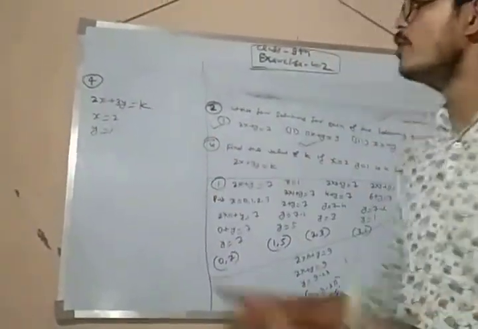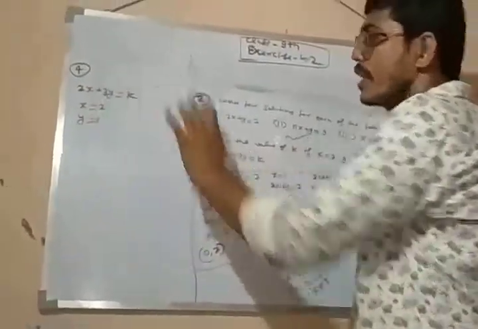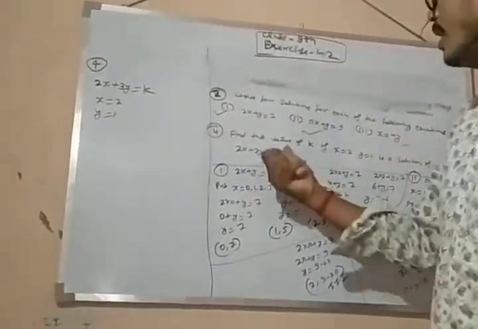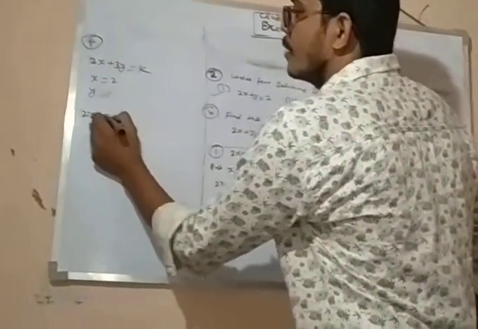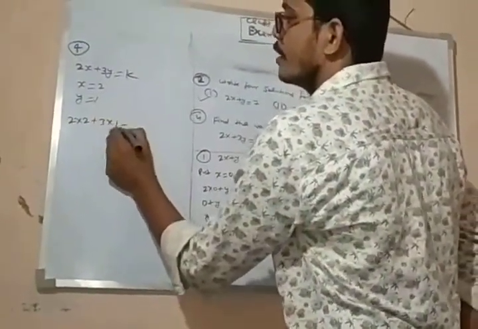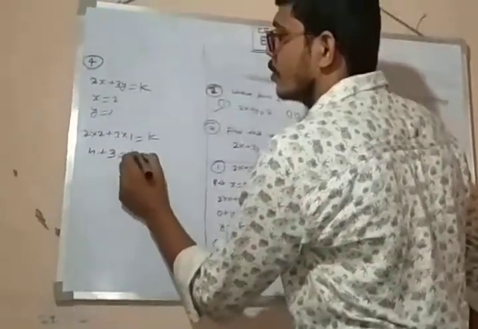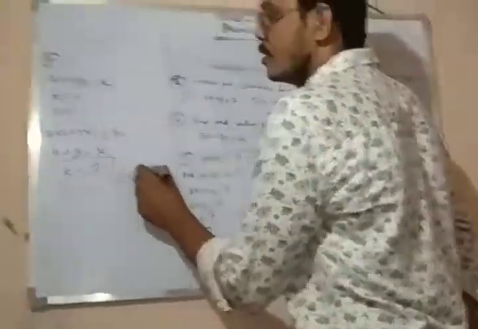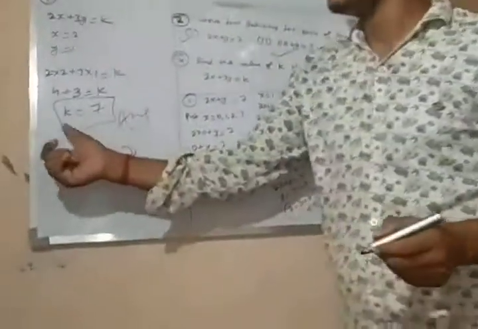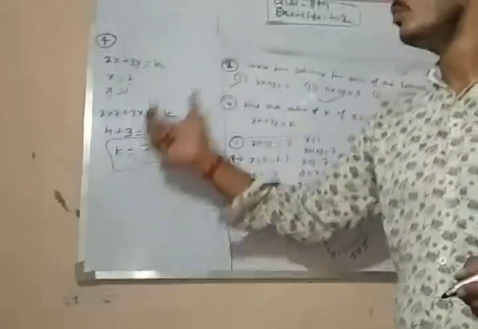Now put the x and y values in this equation, x और y की वैल्यू इस इक्वेशन में पुट करेंगे तो वहां से k की वैल्यू आ जाएगी. So 2 into x value 2 plus 3 into y value 1 is equal to k. 2 twos are 4, 3 ones are 3, is equal to k. 4 plus 3 is equal to k. Then k is equal to 7. Therefore the value of k is equal to 7.